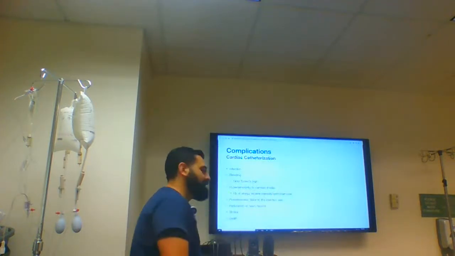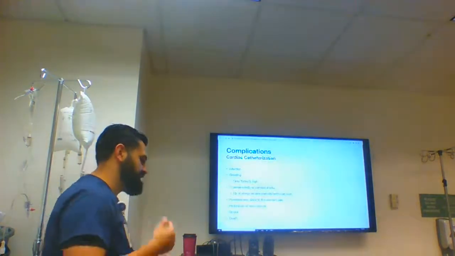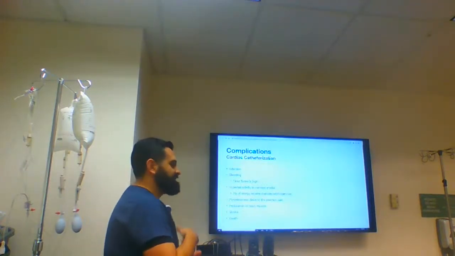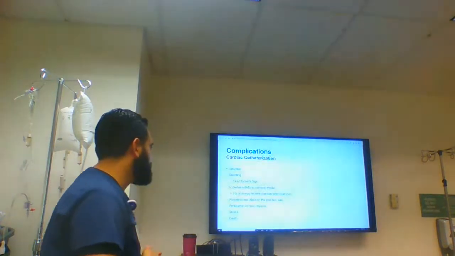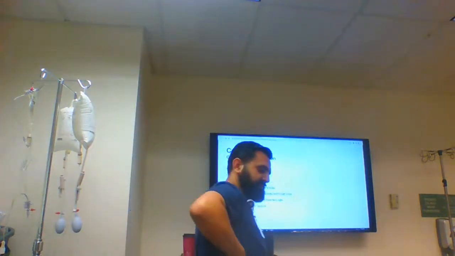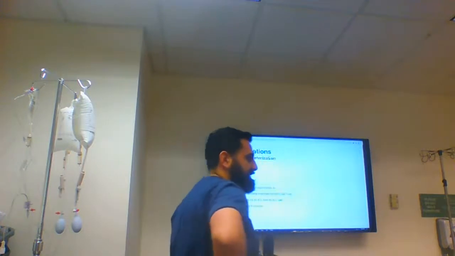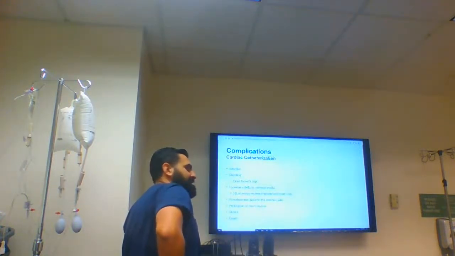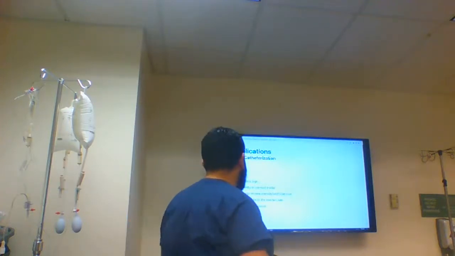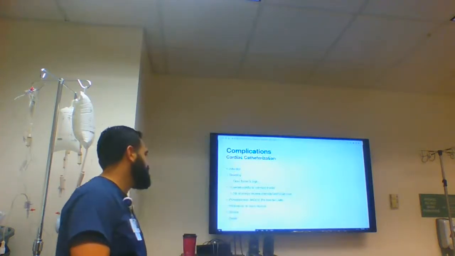So complications, of course, infection. Anytime we compromise our skin integrity, we're going to have risk for infection, bleeding, right? So that's a Grey Turner sign, the flank. You get this color, purple bruising of the flank, and that's an indication of retroperitoneal bleed. That's what the Grey Turner sign is.